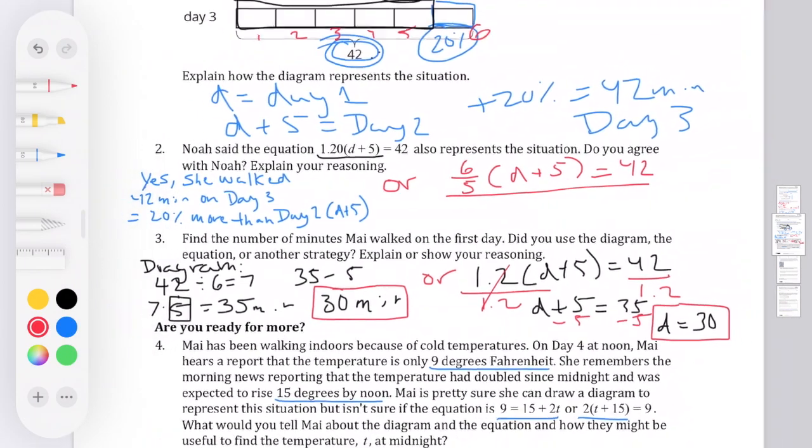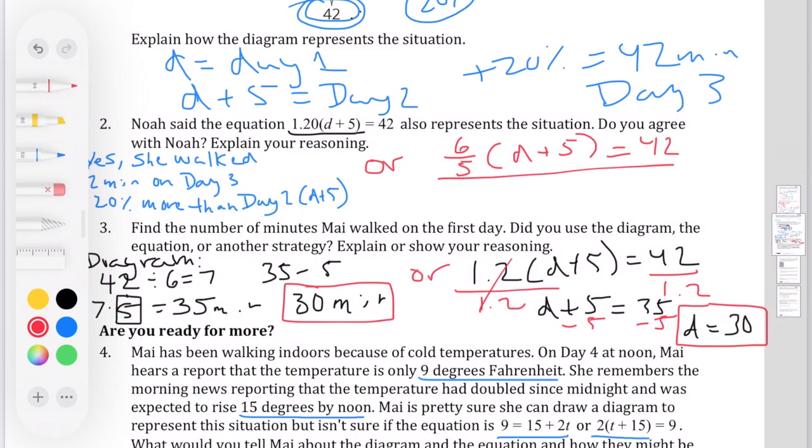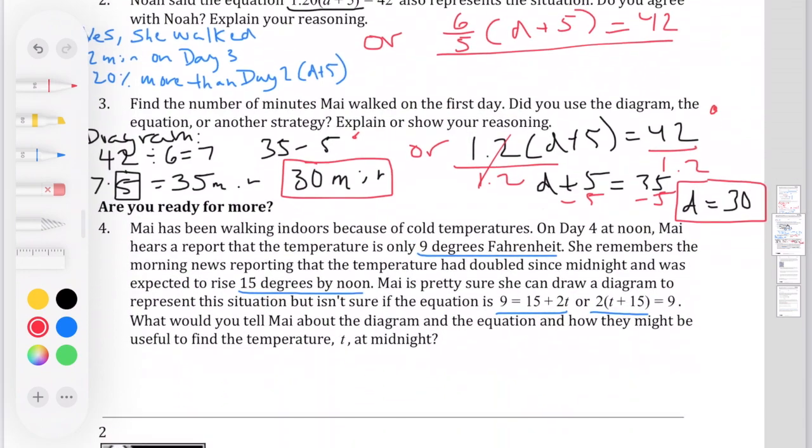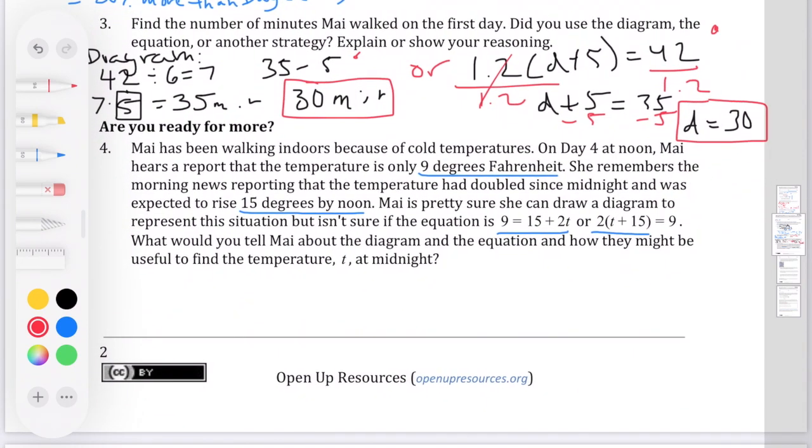One way I did it with a balanced equation using the golden rule of algebra right here. And then on the other side, I used the tape diagrams to reason out how to find the number of minutes that I walked in day 1. Now, if you had time, if not, that's fine. Just follow along as best you can right now.